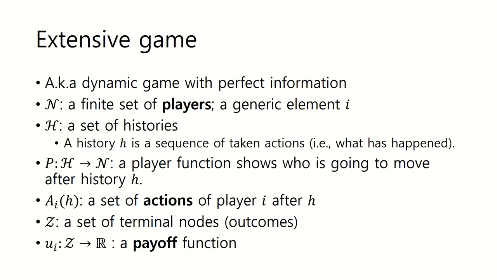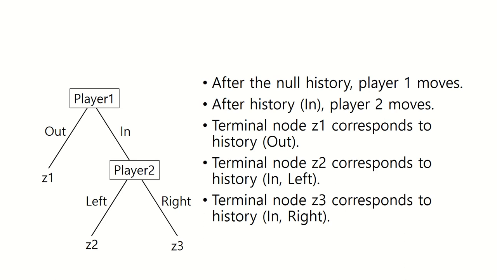So let's look at an example. Let's look at this simple dynamic game. A dynamic game can be represented by a game tree. This game tree exactly shows the structure of the game, and each element of this game tree corresponds to the definition that we just saw in the previous slide.